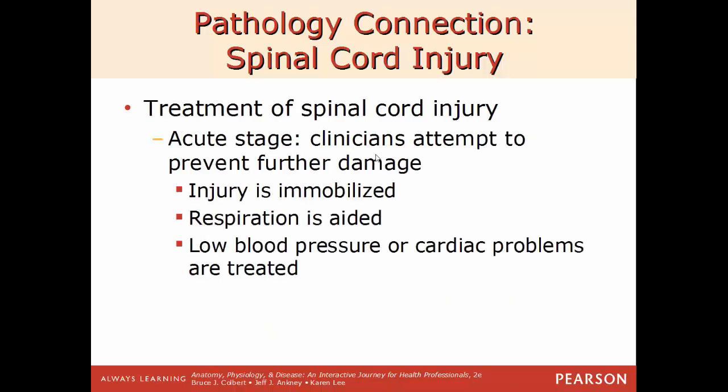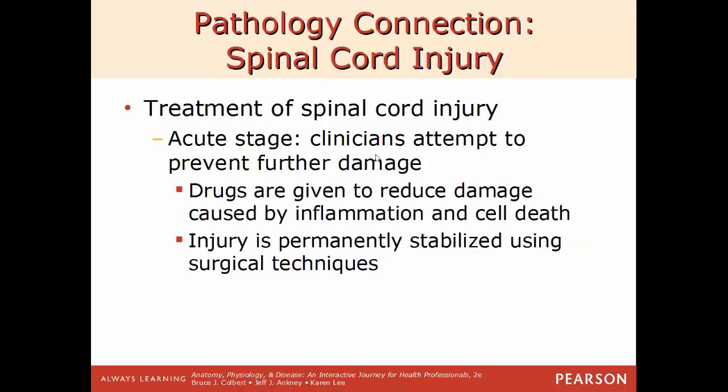Treatment of a spinal cord injury: in the acute stage, clinicians attempt to prevent any further damage to the cord. So the injury will be immobilized, respiration is aided, and low blood pressure and cardiac problems are treated. They also will give drugs to reduce the damage caused by inflammation and cell death, and the injury may be permanently stabilized using surgical techniques.